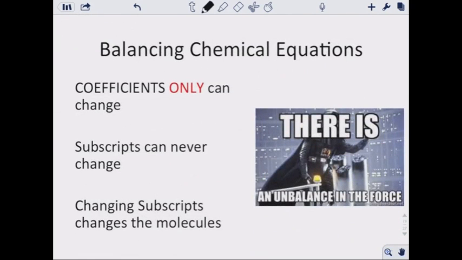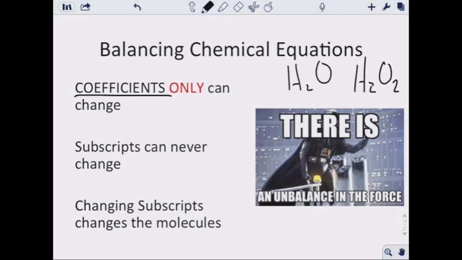So when balancing chemical equations, the only thing that you can change is the coefficients. You cannot change anything else. You can never, ever change the subscript. So I can't just take H2O and just decide, hey, to balance the equation, let's make it H2O2. If I do that, by changing the subscript, I change what the molecule is.